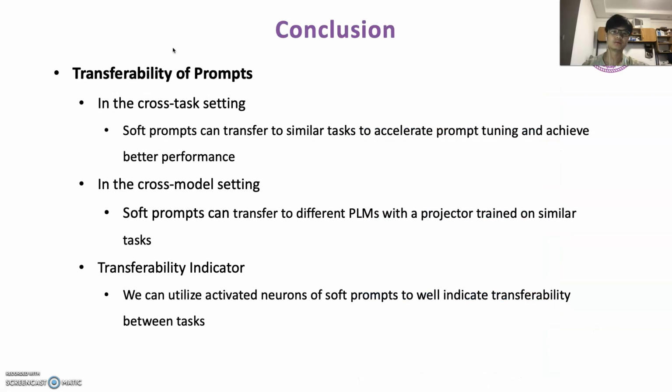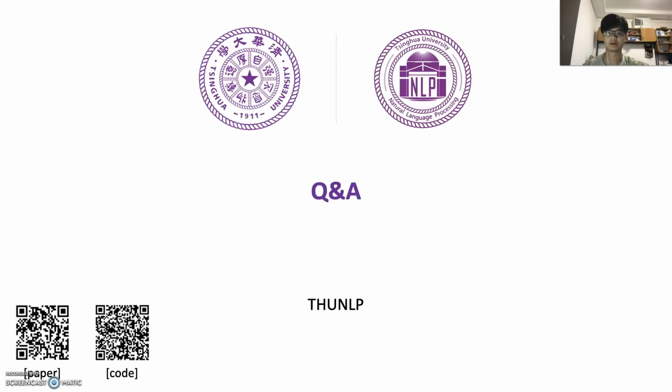We summarize three points of our work. In the cross-task transfer setting, soft prompts can transfer to similar tasks to accelerate prompt tuning and achieve better performance. In the cross-model setting, soft prompts can transfer to different pre-trained language models with trained projectors. For the transferability indicator, we can utilize activated neurons of soft prompts to measure transferability between tasks well. Thank you.